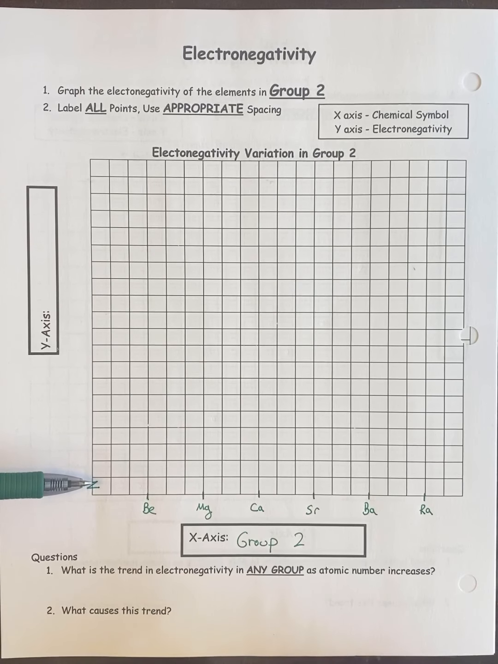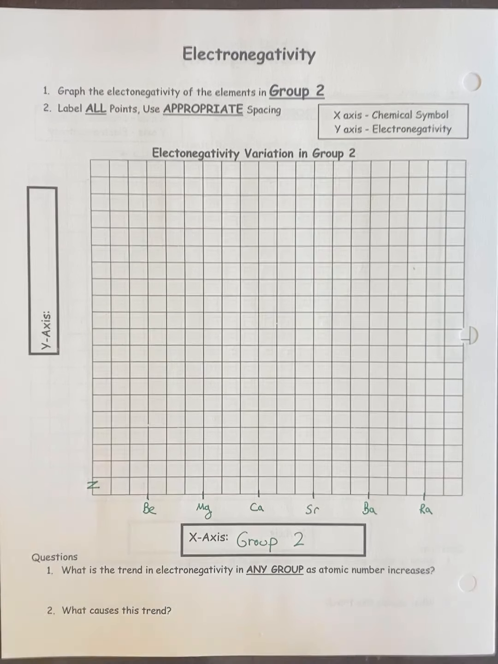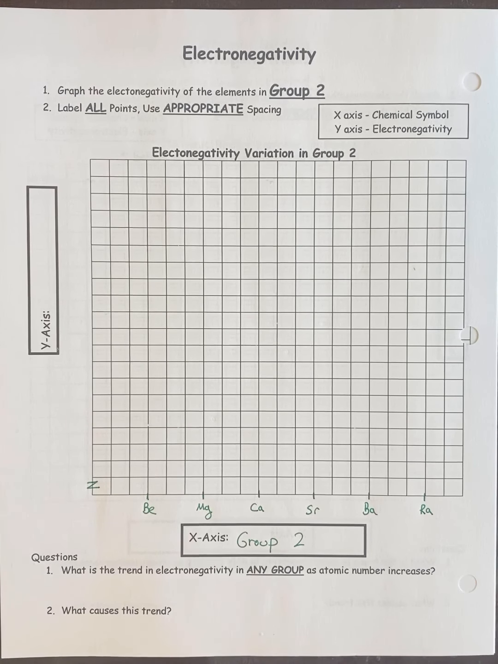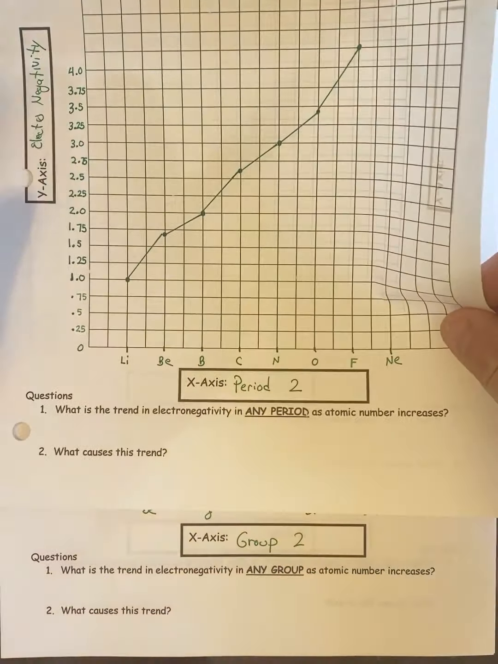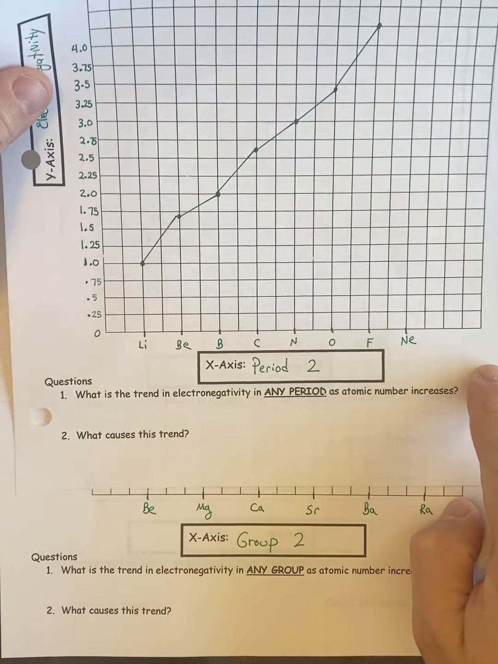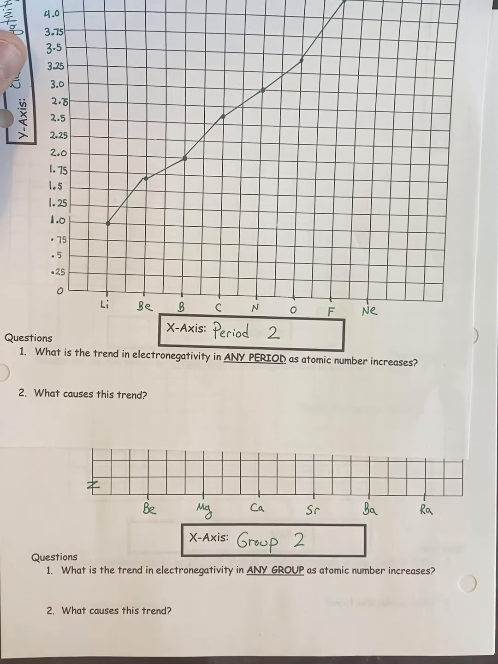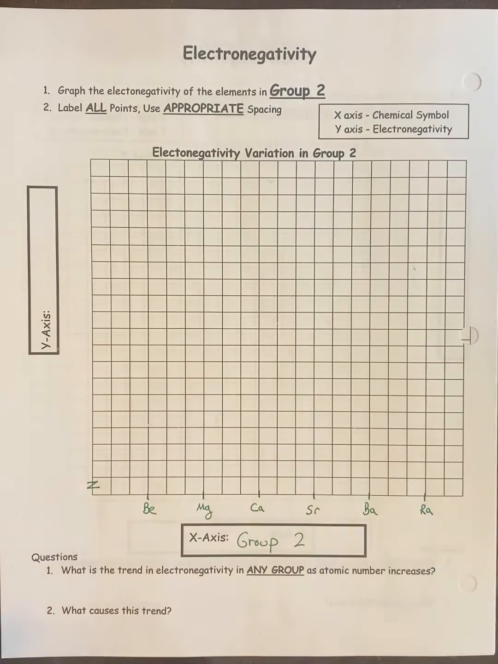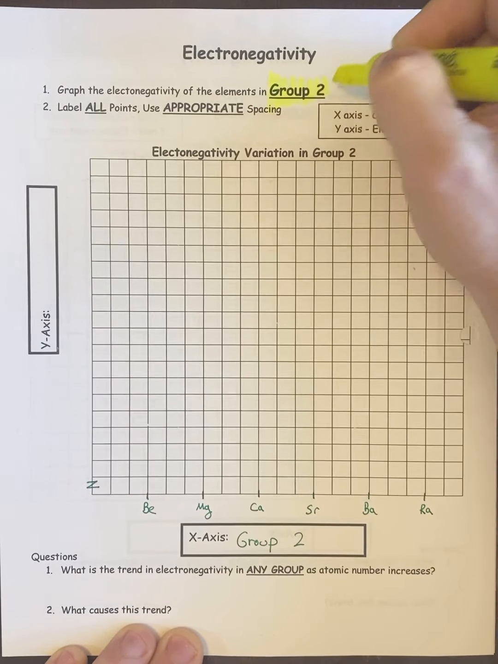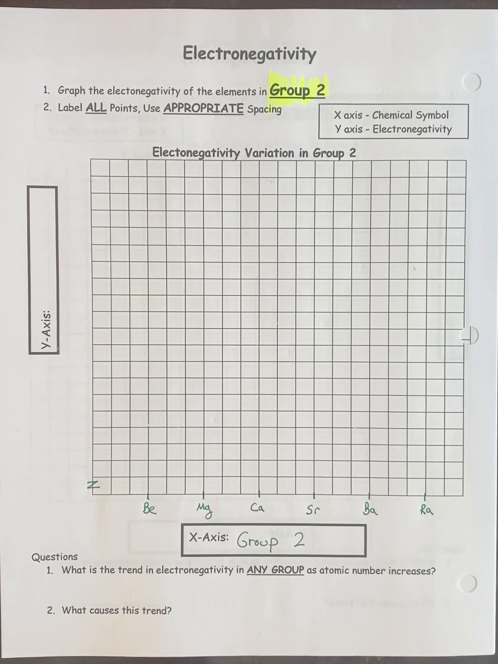But the key is this graph, you need to use at least half the graph. I'm going to be looking for more like 2/3, 3/4, if not the whole thing. So scaling for you is going to be different, and I'm not going to scale them all for you. The scale for the X will always be the same. If you are doing period 2, it's going to be these elements. And if you're doing group 2, it's going to be these elements. That's never going to change. Just be careful. It says it right up here at the top, whether you're doing group or period, and that's pretty much it.